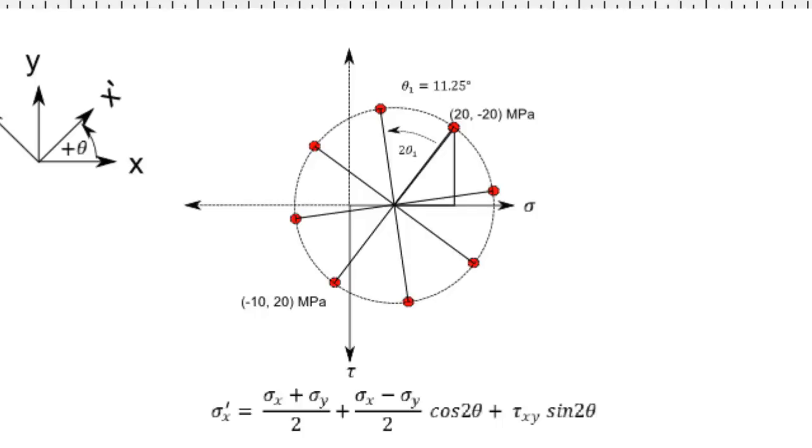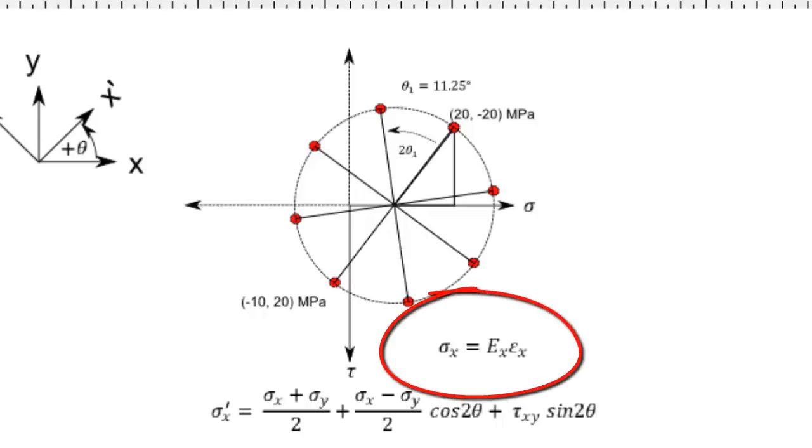In order to see how we convert from our stress transformations to strain transformations, first recall Hooke's law. Hooke's law says that stress is proportional to the modulus of elasticity in that direction times the strain in that direction, and in this case you can see I'm indicating the x direction.